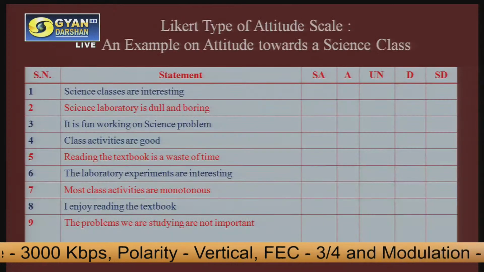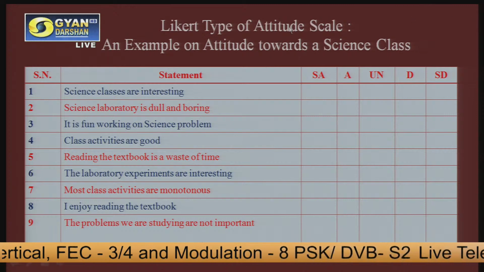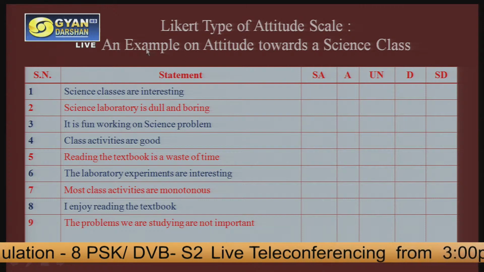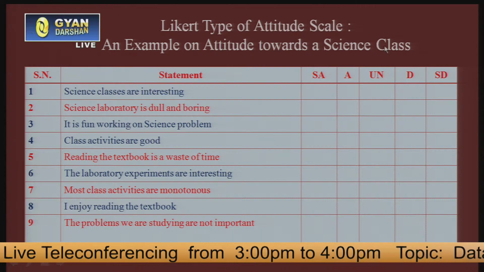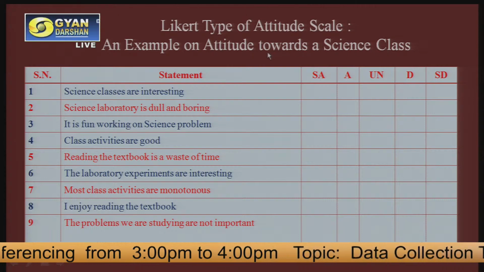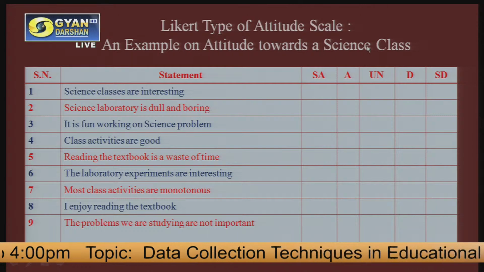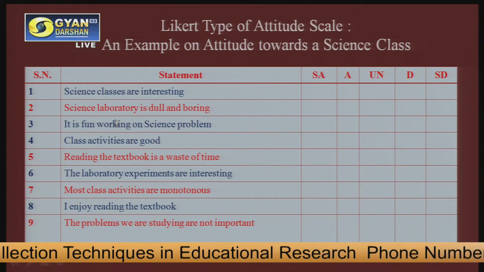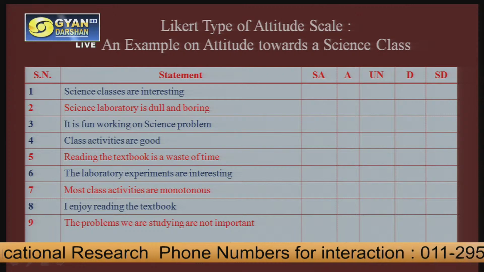Here you see one example I have taken. This is a Likert type of rating scale, a Likert type of attitude scale. Here the example is on the attitude of students towards the science class. What type of attitude the students have towards a science class. Certain statements are taken here. These are not questions, these are statements, and a few statements are positive and a few are negative.